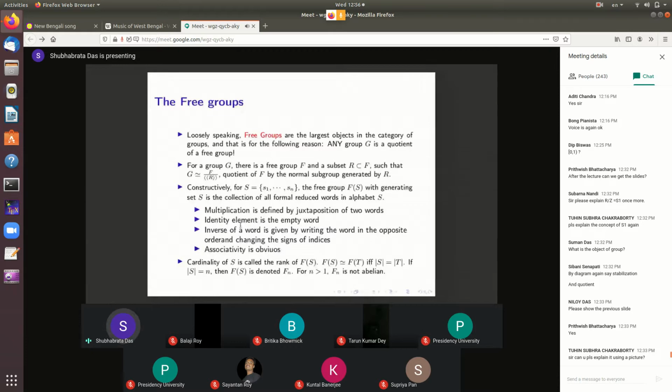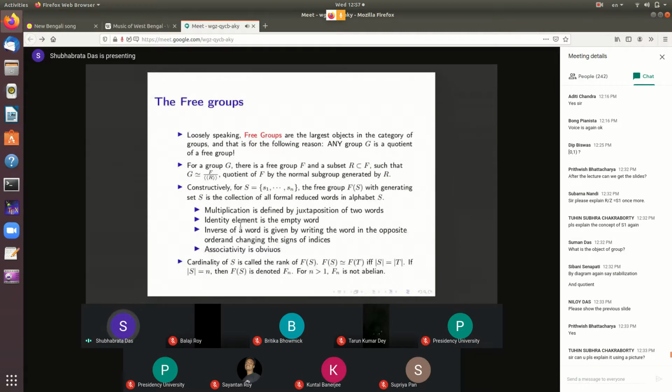And now the cardinality of the set S is called the rank, and it is not so difficult to see that if you generate free groups over two sets, S and T, of the same cardinality, the groups are isomorphic. And for that very reason, if the cardinality of the generating set S is n, since it does not depend on the generating set, it just depends on the cardinality, we can write Fs just as Fn. For n greater than 1, Fn is not abelian. For n equal to 1, Fn is just the group of integers. But from 2 onwards, it is not an abelian group. So these are the free groups.